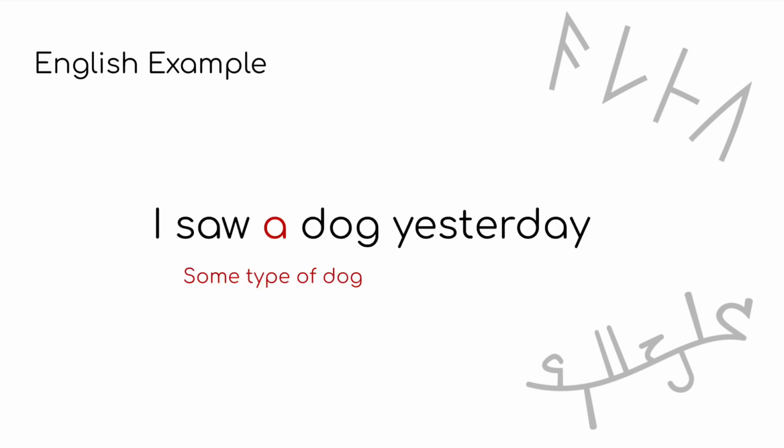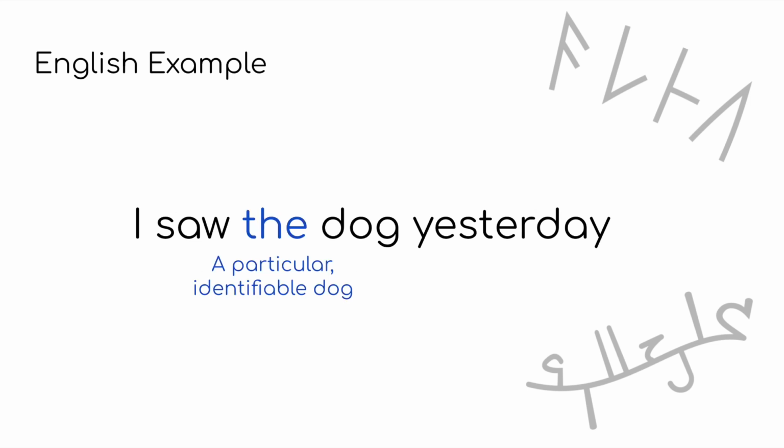For example, if we say, "I saw a dog yesterday," using an indefinite article, that would mean that you just saw some sort of dog. But if you instead said, "I saw the dog yesterday," using a definite article, that would indicate that both you and the speaker are assumed to know the exact dog you're referring to.